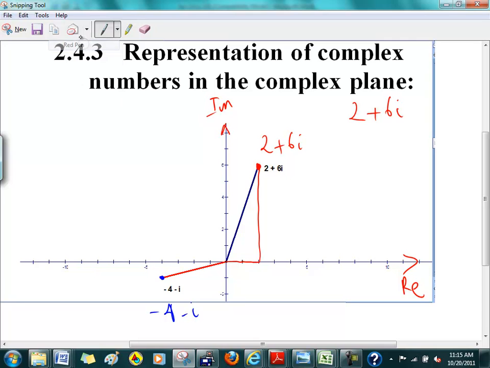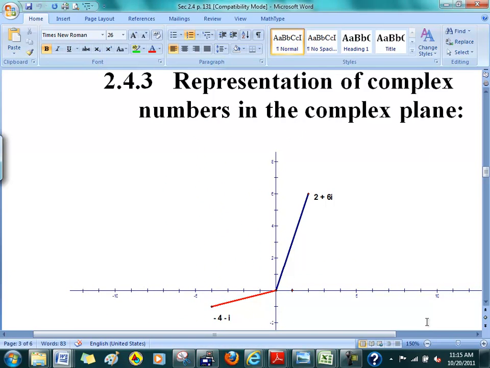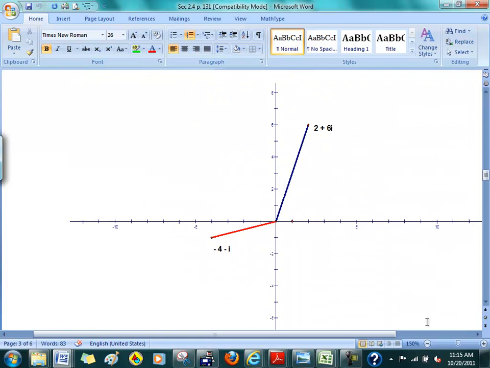So since complex numbers are really a point in the complex plane, there's a certain distance from the origin to that point. Okay, this distance. And this distance is called the magnitude of the complex number. And it is written like absolute value sign, 2 plus 6i. Actually, let me just confirm whether it's the single bar or two bars, I forget. Yeah, it is single bar.